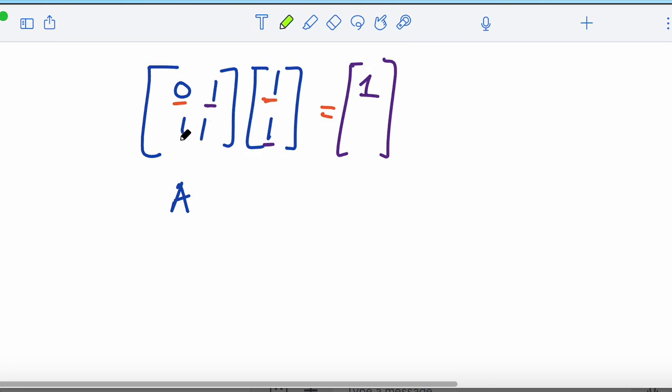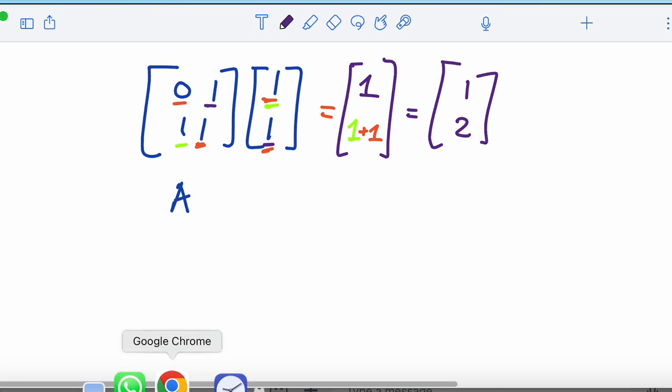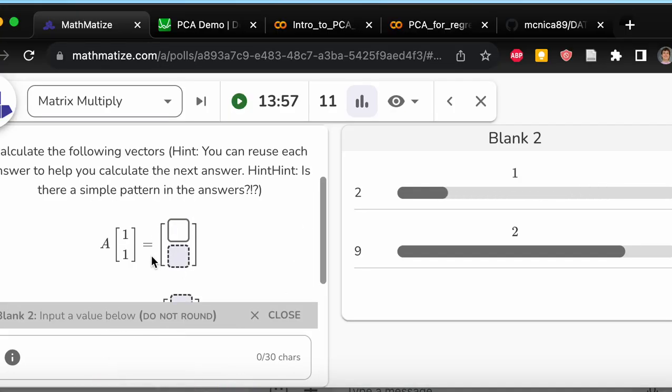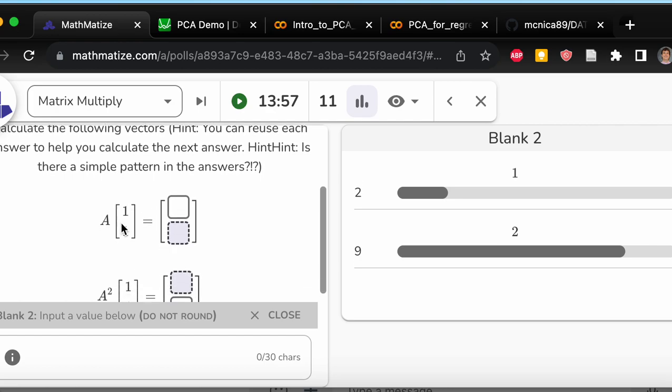The next answer, we're going to do 1 times 1, that's 1, plus 1 times 1, plus 1. So the next one is 1 plus 1. So the final answer should be 1, 2. Let's see how many people got 1, 2. 9 people. So 9 people are on board. What about the next one?